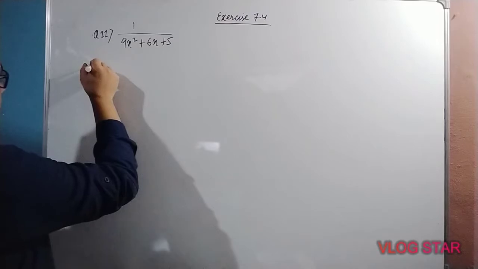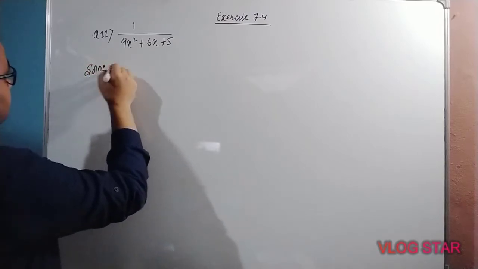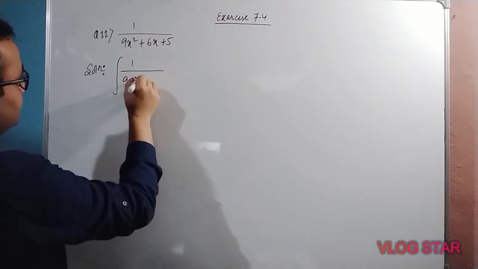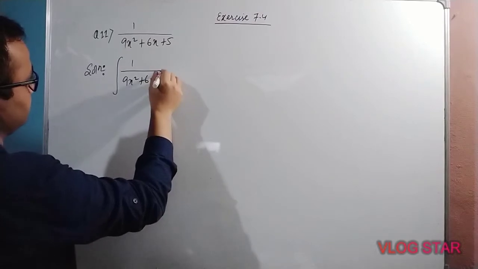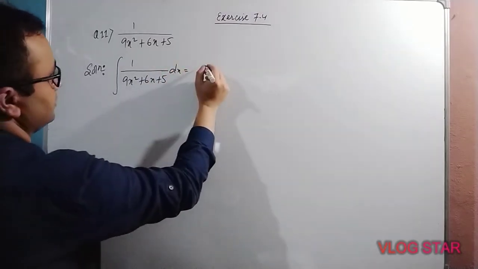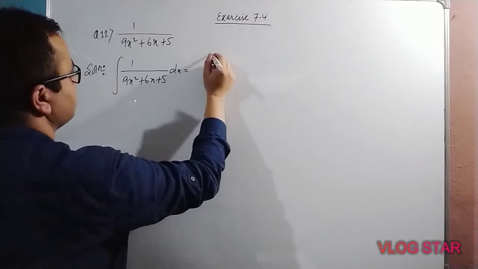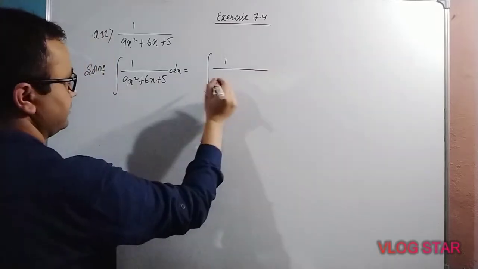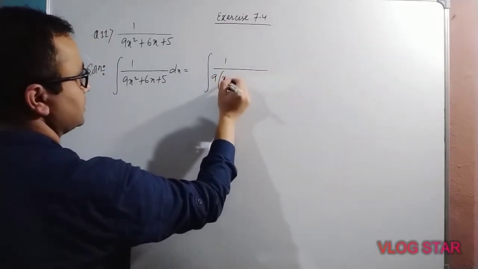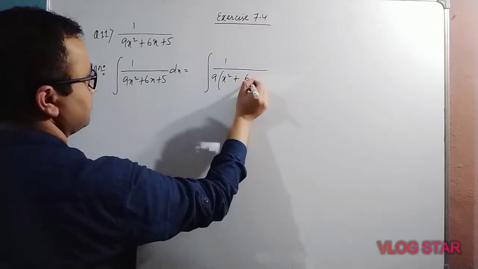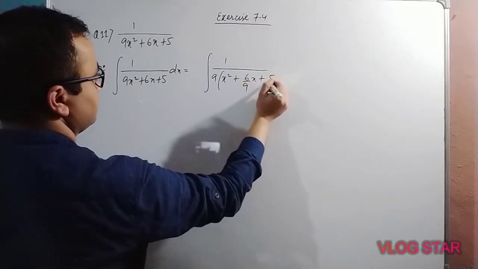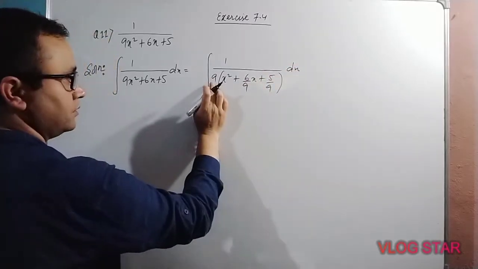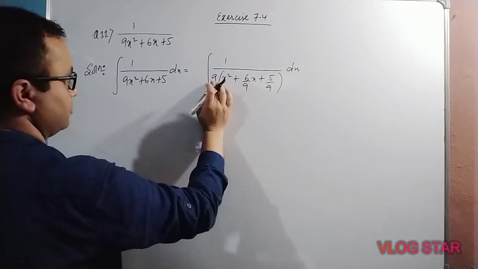So in solution, first we will write integration of 1 by 9x square plus 6x plus 5 dx. Integration of 1 by, now take 9 common, here it is x square plus 6 by 9x plus 5 by 9 dx. If you multiply this expression by 9, you will get the same number.